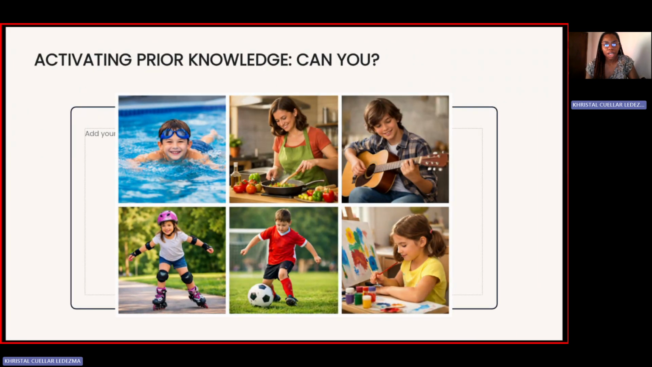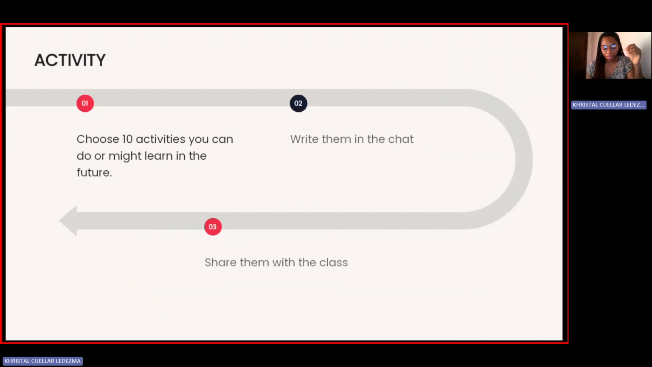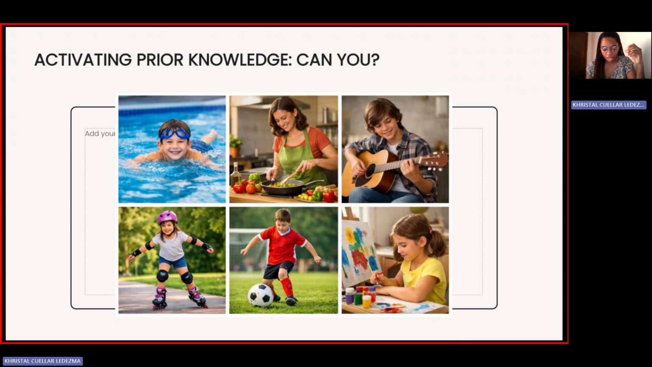So, activate prior knowledge. Can you? I will be asking the students the questions: can you swim? Can you cook? Can you play the guitar? Can you skateboard? Can you play football? Can you paint? And they have to answer according to the things that they can do.